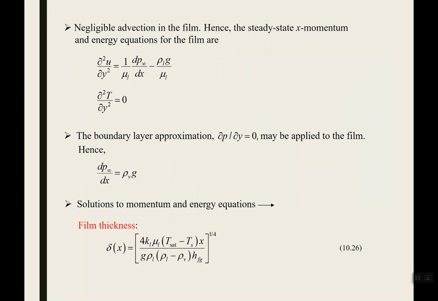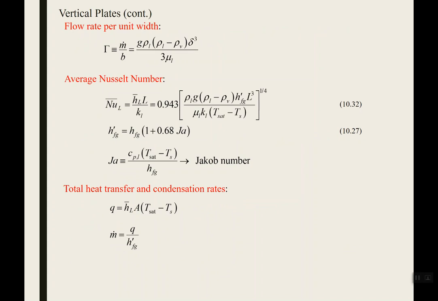And going through the solution, you can actually calculate the film thickness. So the film thickness looks like that. Again, it's expressed in terms of delta. I'm trying to get through these in the next 5 minutes. So you can calculate the flow rate per unit width. That's that gamma term. So that's the mass flow rate, where B is the width of the wall that you're considering. And finally, we get back to our old friend, the Nusselt number.